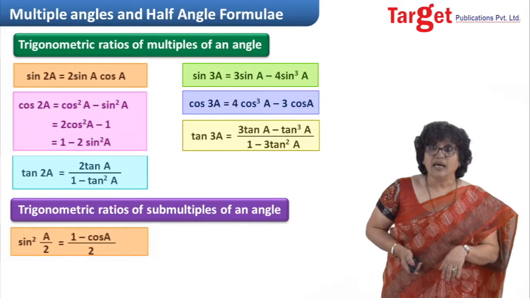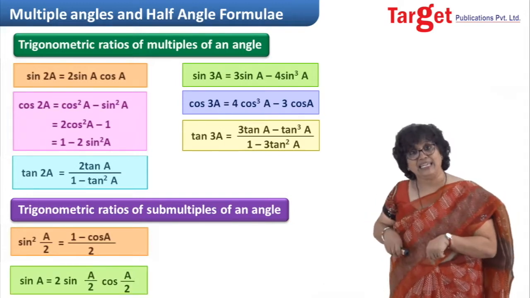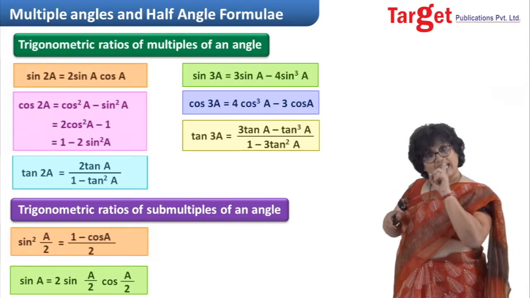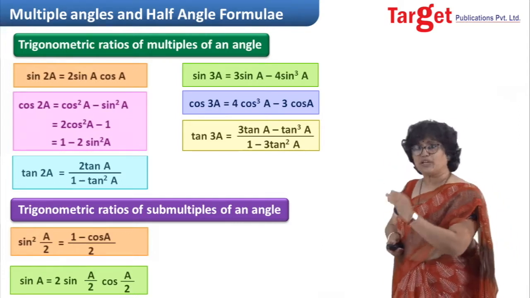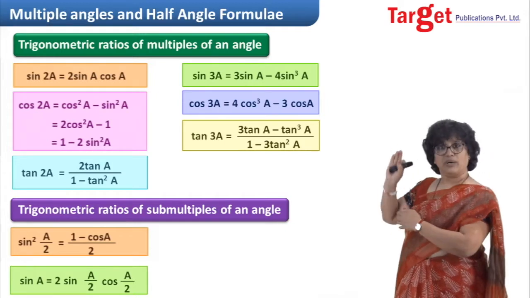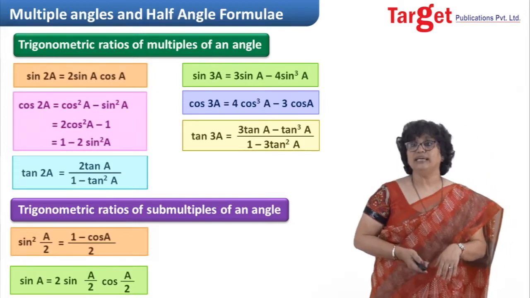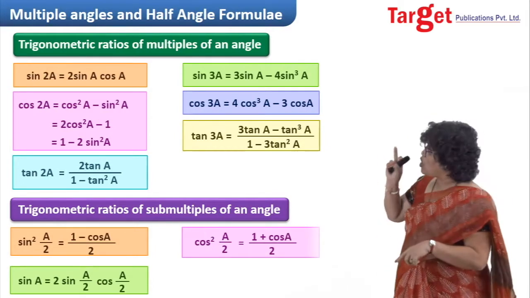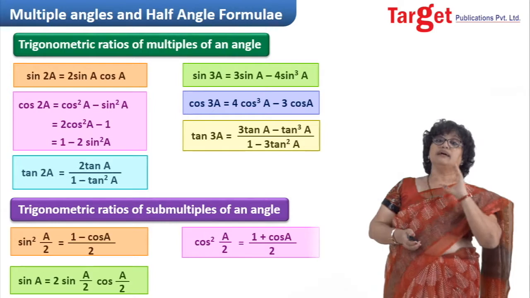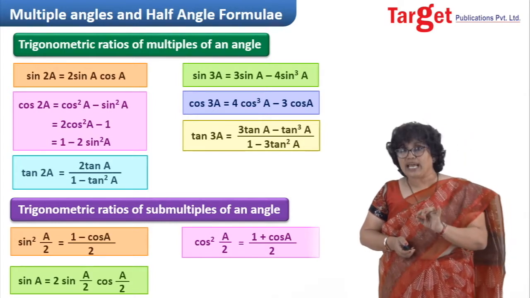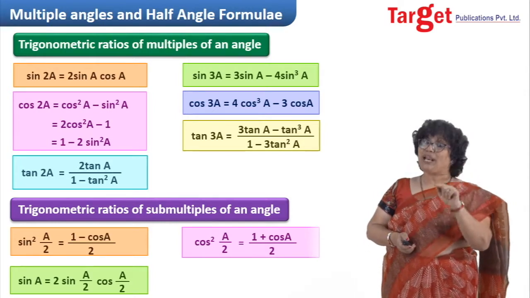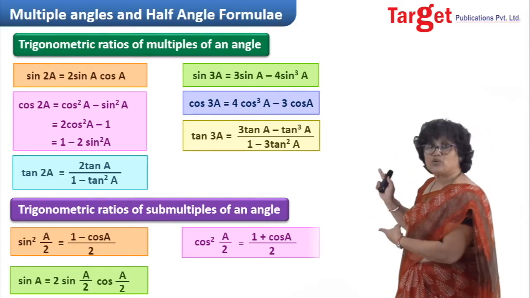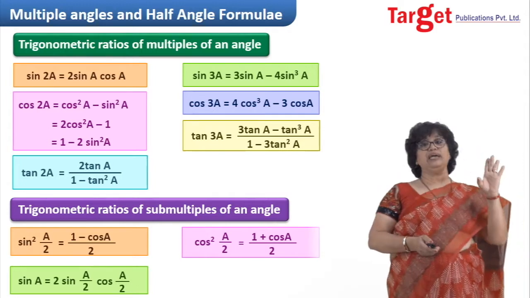And similarly, if I wish, I can find sine A by replacing A by A by 2 in the sine 2A formula. I get the answer for sine A as 2 sine A by 2 cos A by 2, which is very much visible from comparison of the two formulae. Cos square A by 2, again, even that has been generated from the cos 2A formula only. Write 2 cos square A minus 1 equal to cos 2A. Replace A by A upon 2 and you will arrive at cos square A by 2 equal to 1 plus cos A whole divided by 2.